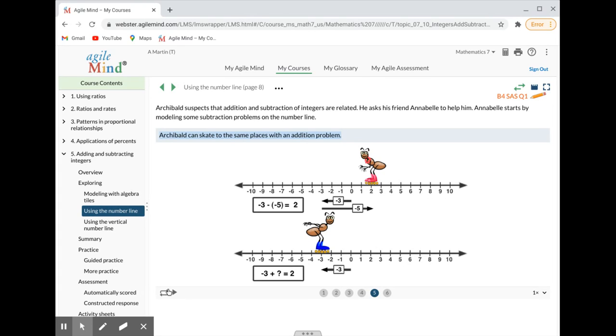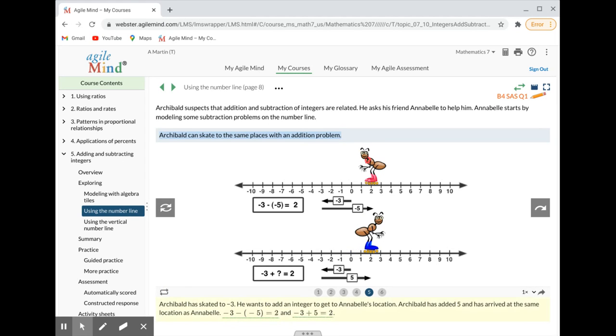Correct. And watch what direction Mr. Archibald's going in. Isn't he going in a positive direction? Yes. Satari, can you read that down there at the bottom about Archibald? Archibald has skated to -3. He wants to add an integer to get to Annabelle's location. Archibald has added 5 and has arrived at the same location as Annabelle. -3 minus -5 equals 2, and -3 plus +5 equals 2.